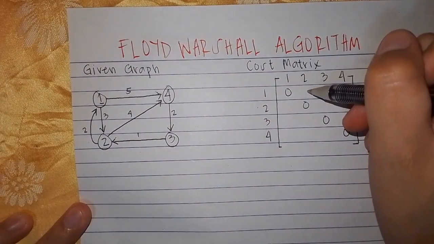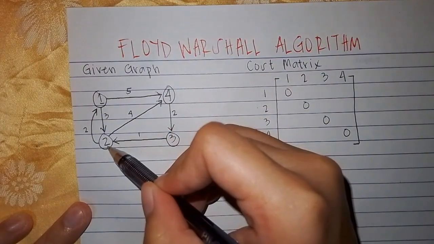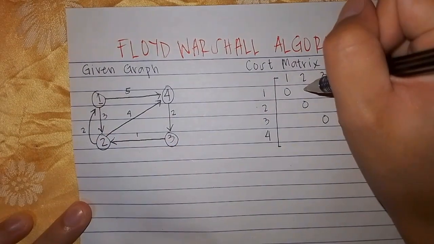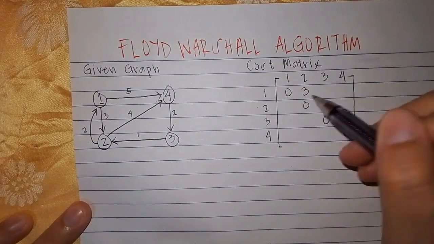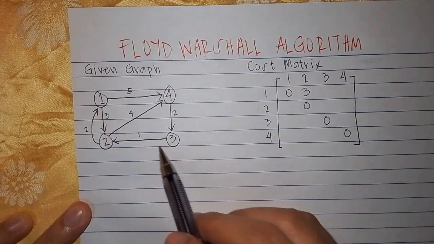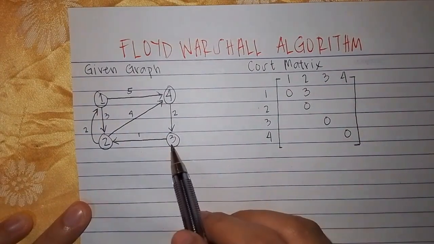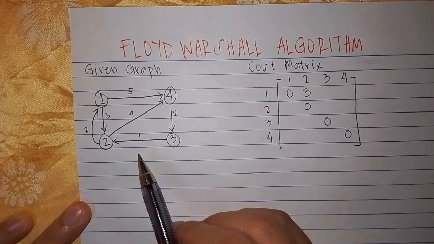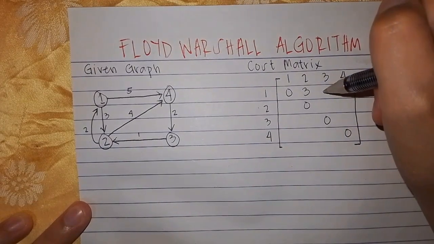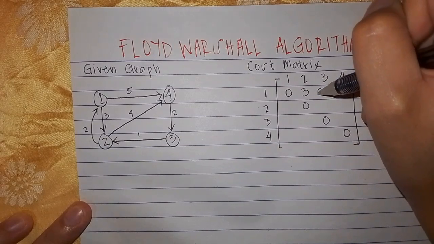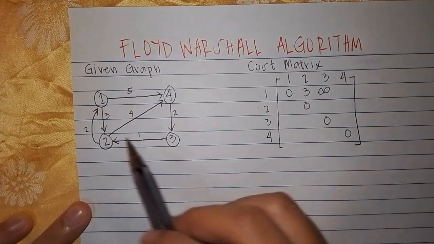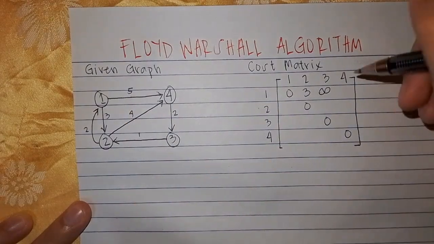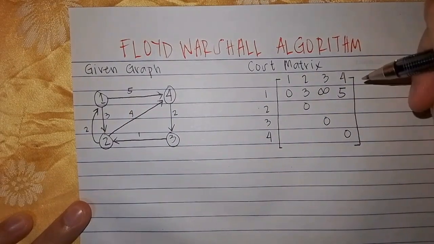And to continue, in the given graph 1 to 2, the distance is 3. So we will put 3 in the matrix. And next is 1 to 3. As you can see in the graph, there is no directed path, and if there is no directed path, we will put it as infinite. And 1 to 4, the distance is 5. So we will put 5 in the matrix.